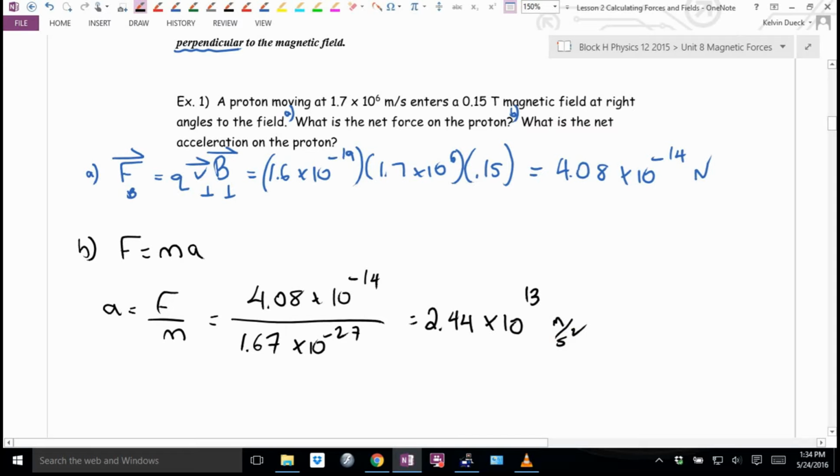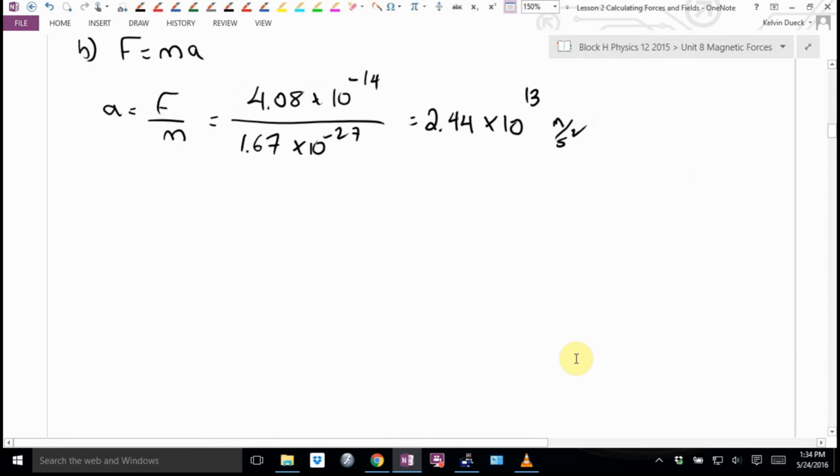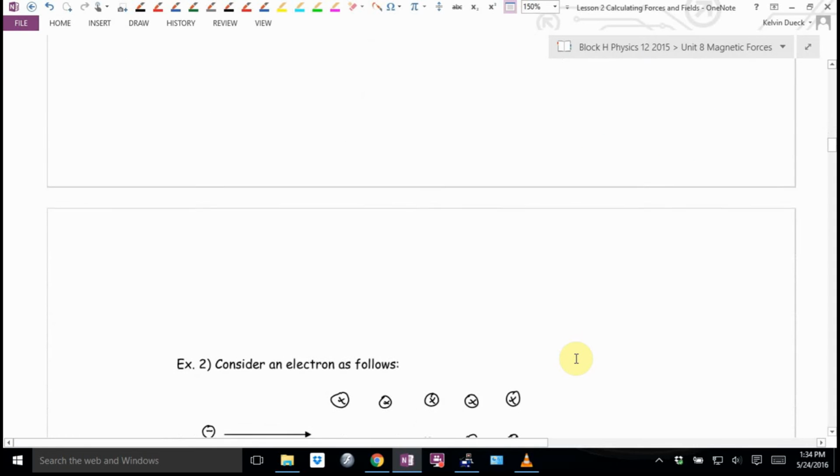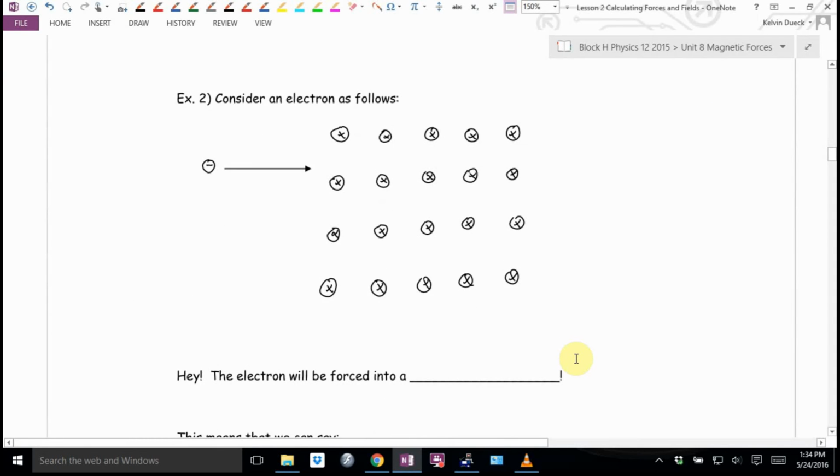Great question, but patience. Okay. In fact, I think we'll talk about the direction on the next page. Yeah. Okay.